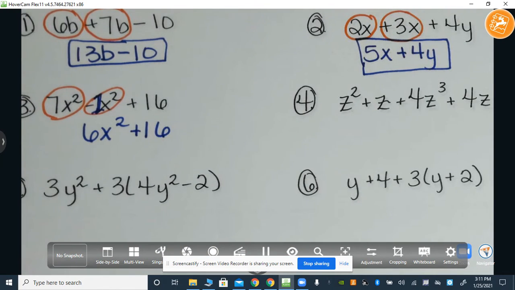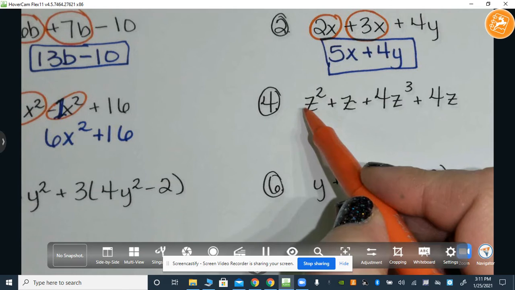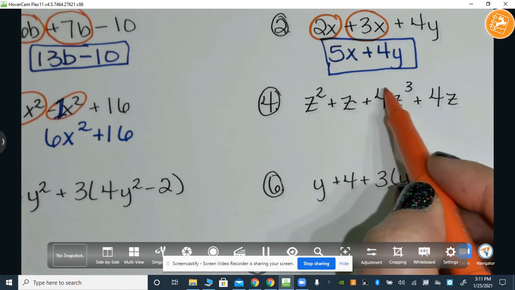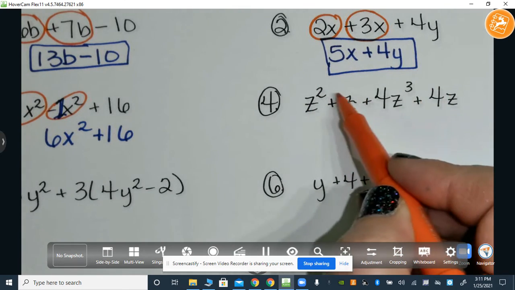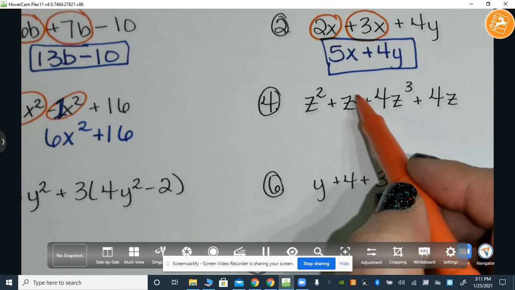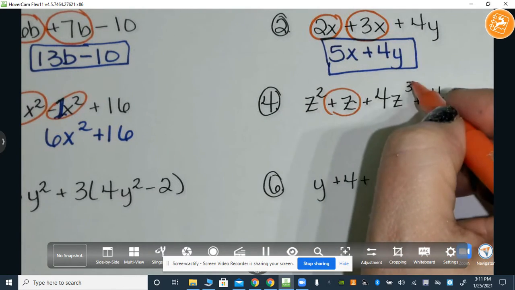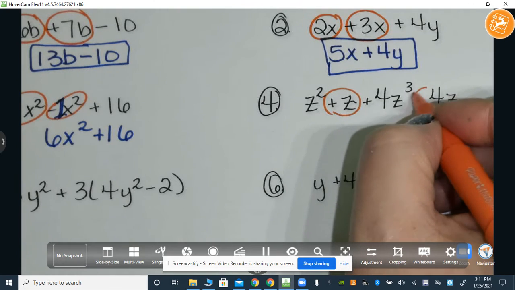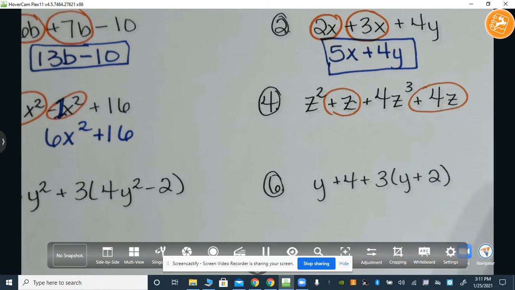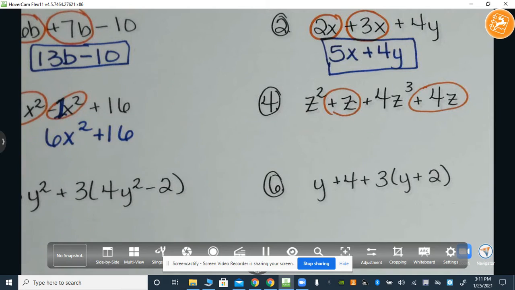Okay, let's look at number 4. All right, so I have a whole lot of z's here, but let's see, z squared. Do I have anything that goes with a z squared? Nope. There's no other number or variable that has a squared. Z. Okay, I have a z here. I have a z cubed. That won't match, but this one would. Plus 4z. Okay, because this is just a z. And then z cubed. There's no other cubed one there.